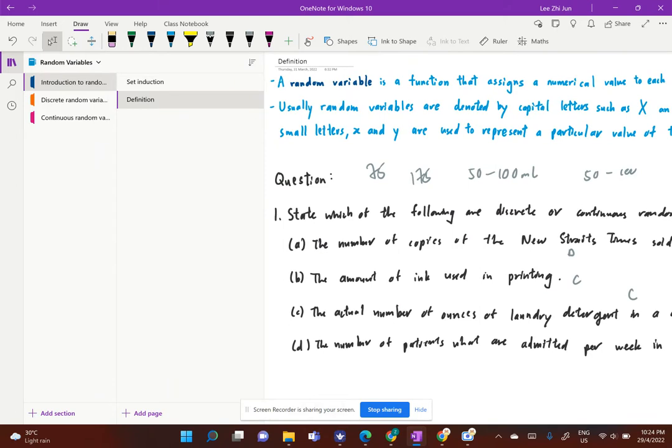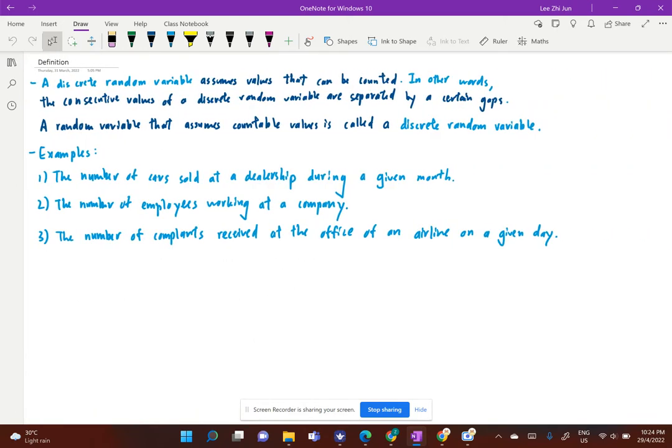So I go to the discrete random variable. A discrete random variable assumes values that can be counted. Just now I said the number of newspapers sold. So each month like this, you can just know I got 5 newspapers sold, 75 newspapers sold, 175 newspapers sold, like this.